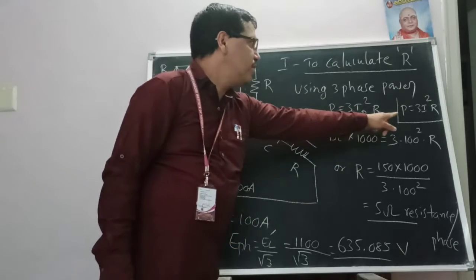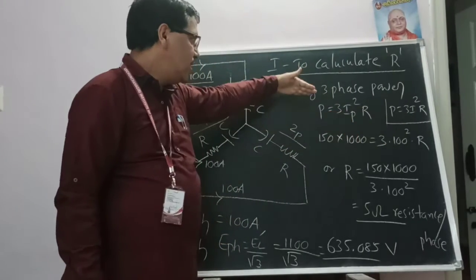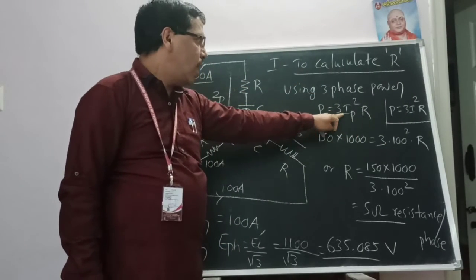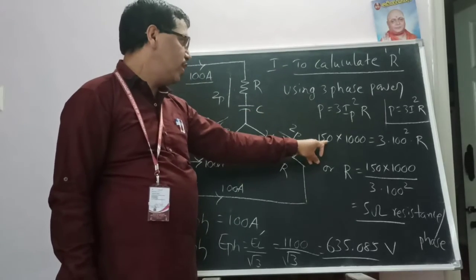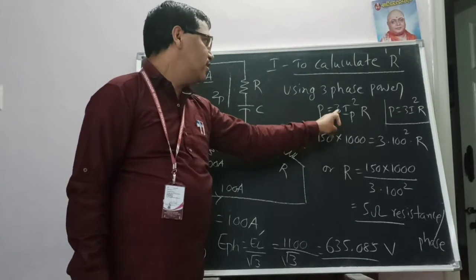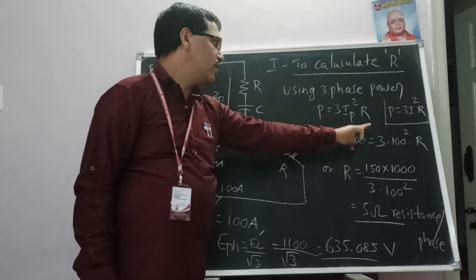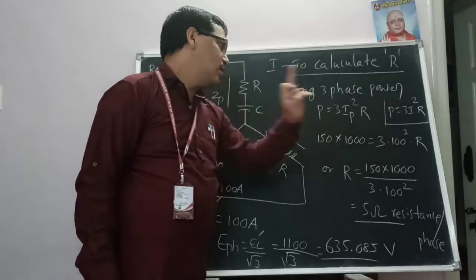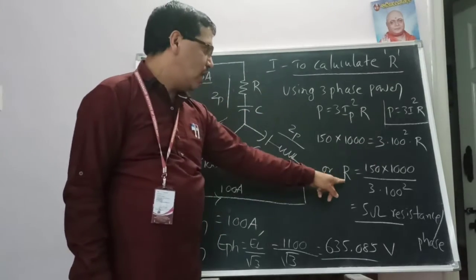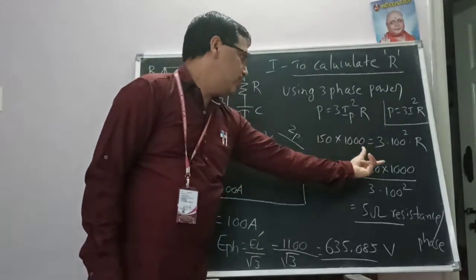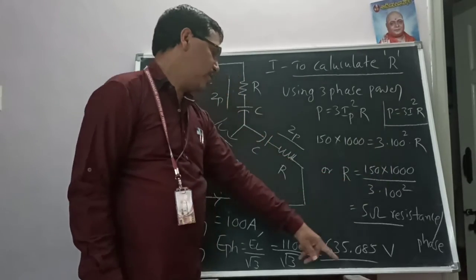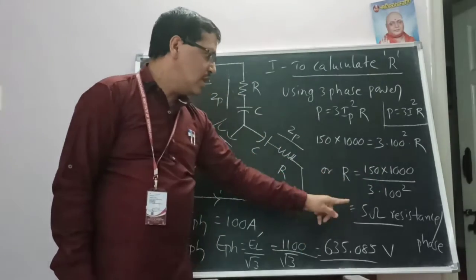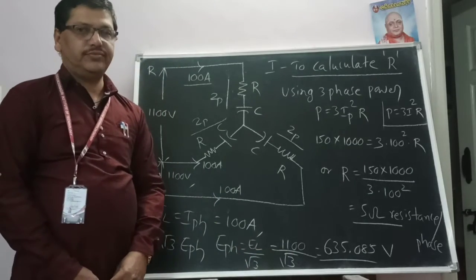Here for 3 phase, P is equal to 3 into I squared R. Here P is equal to 3 into I phase square into R. So power is given, that is 150 kilowatts into 1000. 3 is as it is, I phase square is 100 square multiplied by R. R is the unknown value. That's why R is equal to, so this numerator 150 into 1000, denominator 3 into 100 square. Answer is 5 ohm resistance per phase.